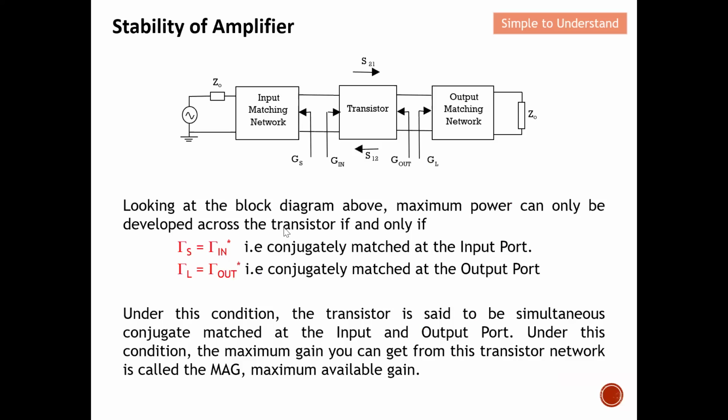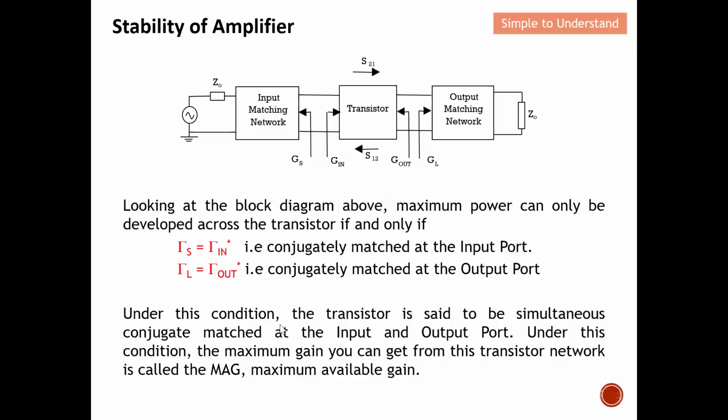Okay, so looking at the block diagram above, we know that the maximum power can only be developed under this kind of situation here. For example, we have this transistor over here. To ensure the maximum power will be developed across the transistor, firstly, we need to ensure that they are conjugate matched at both the input and the output port, so as to ensure the maximum power.